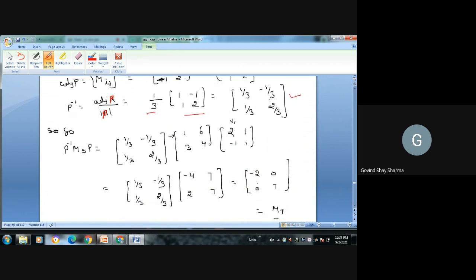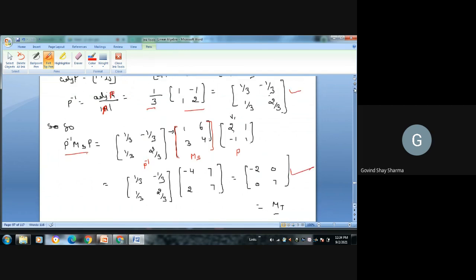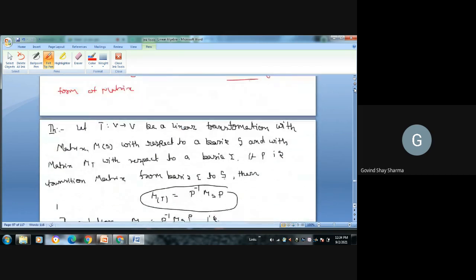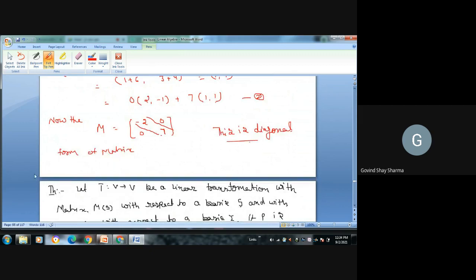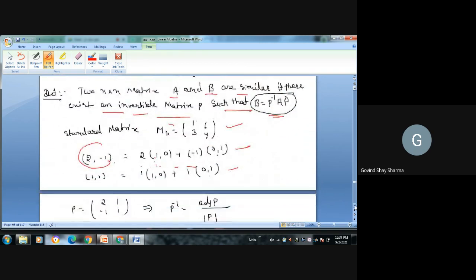Now P inverse MS P. This is multiplied by the standard matrix MS. This is P inverse, this is P. Now by solving that we get MD. And you can see that this MD we also find when we make it by the linear transformation. These are the same, similar matrix of standard matrix. So we can say this is similar to the standard matrix.